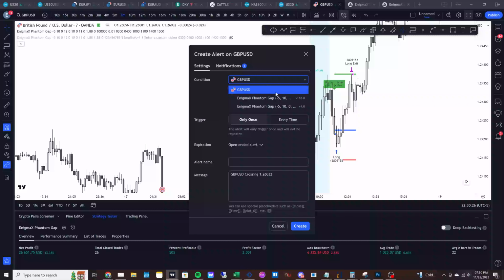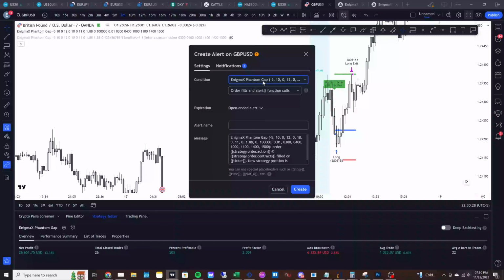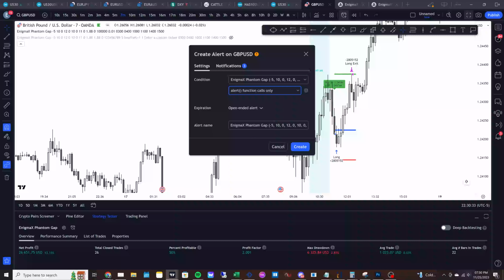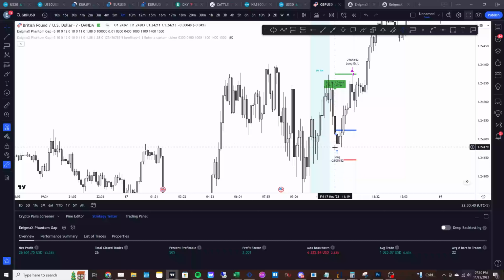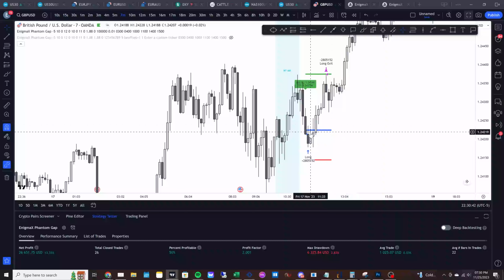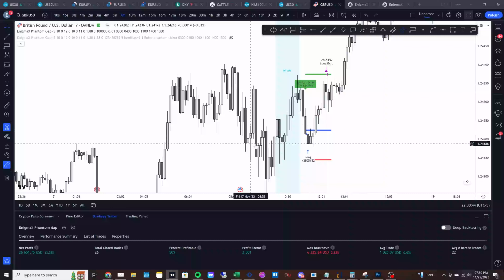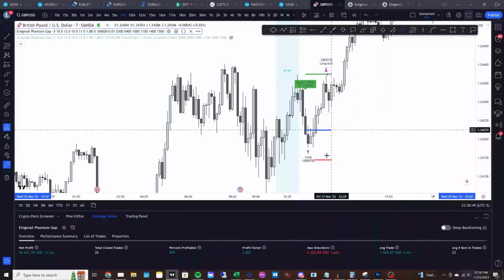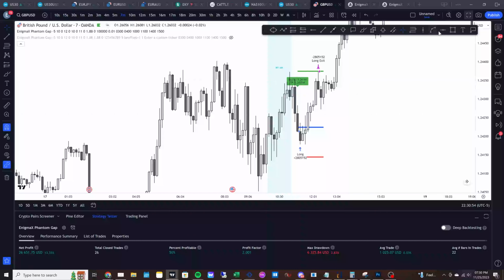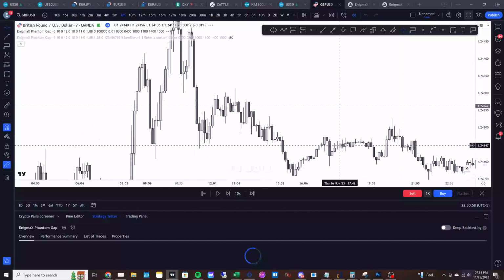So set it to Enigmax Phantom Gap, and then alert function calls, and you can change the alert name to whatever you want, but that'll just send you a buy or sell signal. So if you're not by your computer, you get an alert, you come back, look, see where you're at, place a limit order or enter at the market. It still gives you the stop loss and take profit for the trades based on your settings. So you can trade it that way, or you can use it manually, depending on how you want to enter.